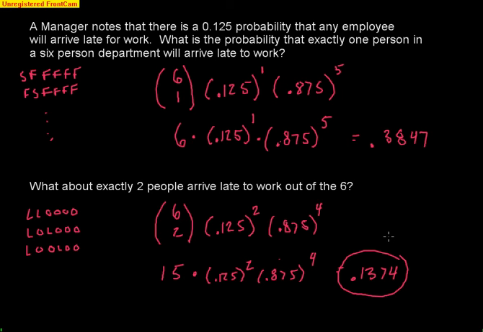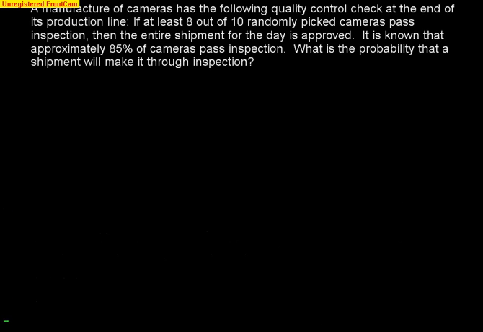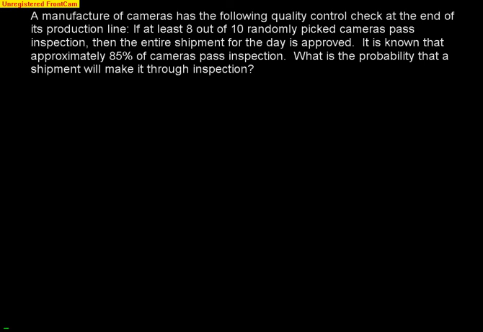Okay? All right, let's check out this other one here. Here's a really good type of AP type question. A manufacturer of cameras has the following quality control check at the end of its production line. Quality control means a way of checking to make sure that the cameras do in fact work.